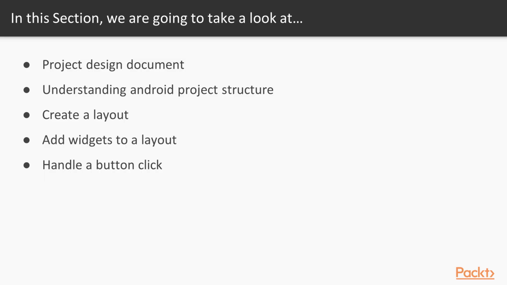So in this section, we'll take a look at a project design document, which is this video. Then we'll create a layout. Then we'll add widgets to a layout, so buttons and text fields and things like that. And then we'll consider how to handle a button click. So this section is going to have quite a bit of hands-on. It's probably going to be about a 50-50 split between presentation slides and actual hands-on working.